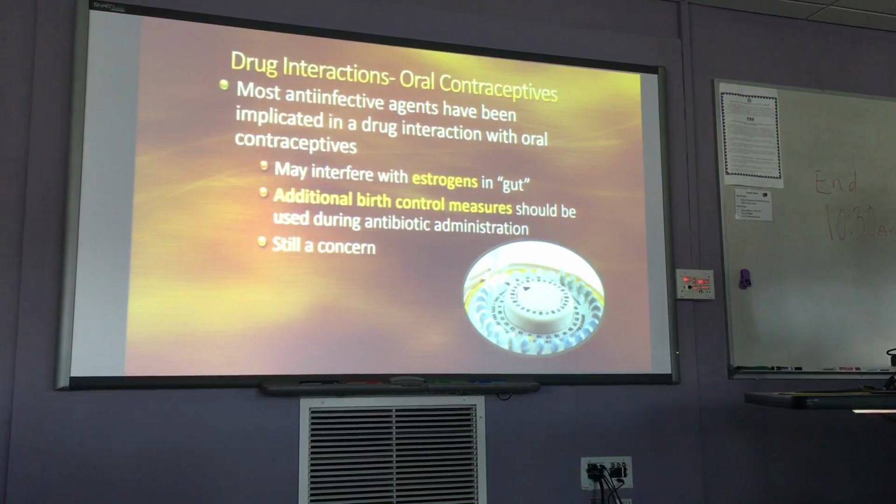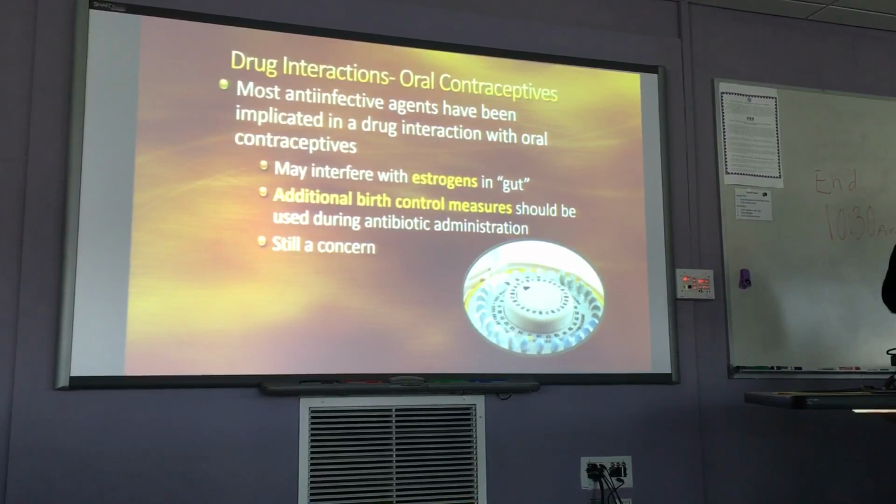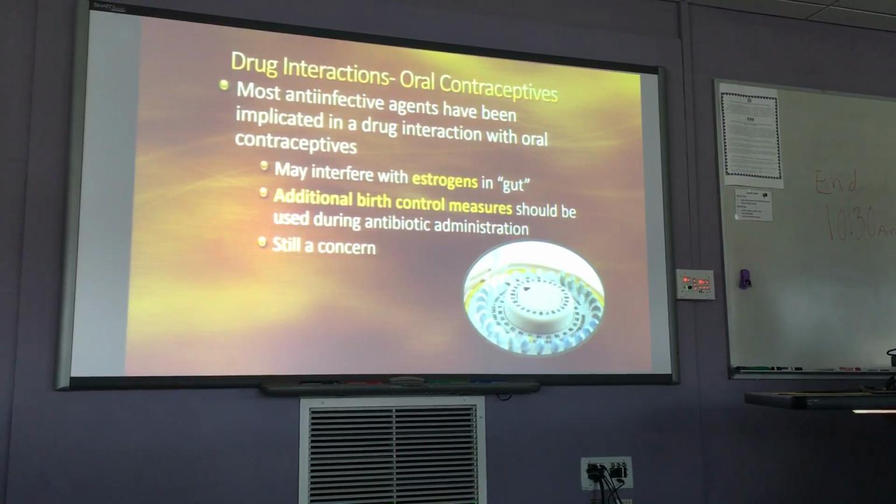They think the reason for that is there are estrogens actually that are produced in our gut by bacteria. So by killing off the bacteria that produce the estrogens, we're throwing off the balance of hormones in their body, and that may reduce its effectiveness. That's kind of the theory about that. So you would have to advise your patient to use additional birth control measures, okay?